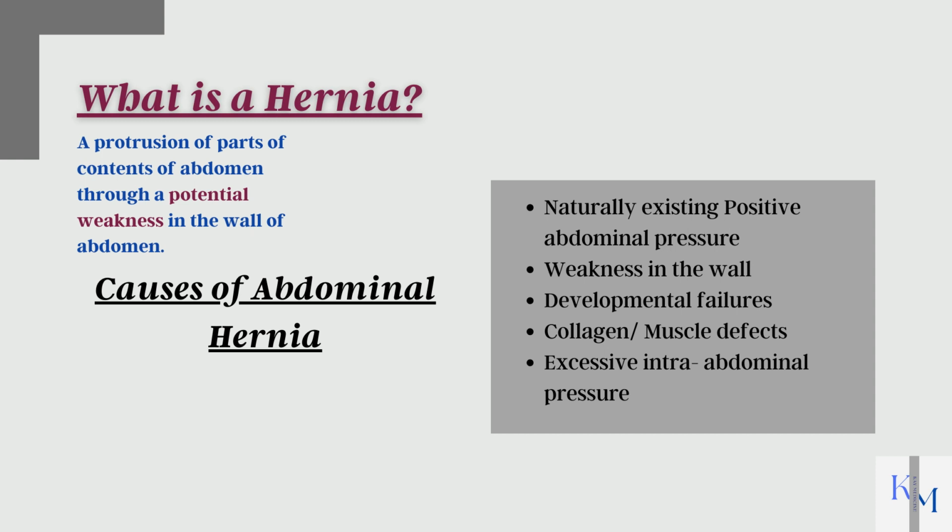But why do some people develop hernia and some don't? Because there are several other factors involved too. These include a natural weakness in the wall due to the normal anatomy. For example, the linea alba is naturally a weakness in the wall of the abdomen. Similarly, the inguinal canal through which the testes descend is naturally a weakness. Other causes are developmental failures, as occurs in umbilical hernia of neonates, as we will discuss in a bit. Other causes include collagen disorders or muscle disorders or excessive intra-abdominal pressure due to any reason.